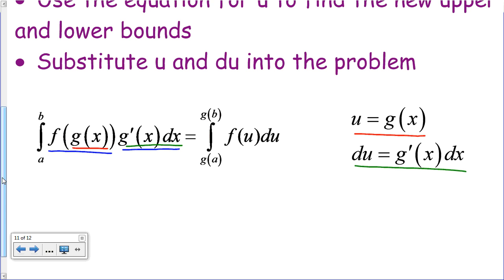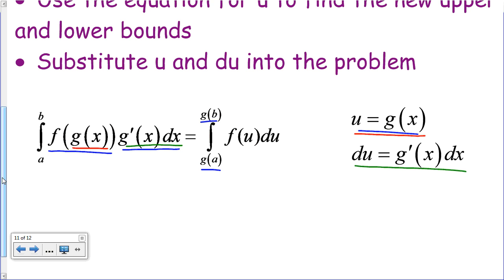So the last step that we talked about was changing your upper and lower bound. You'll notice that I've changed my lower bound. It was going from a to b. Now it's going from g of a to g of b. And the way that I got that is because I took a and b and plugged them into this equation over here for u. And that tells me how to find the upper and lower bound in terms of u. And so now you're integrating f of, instead of g of x, it's f of u, because u equals g of x. And instead of g prime of x dx, it's now du.